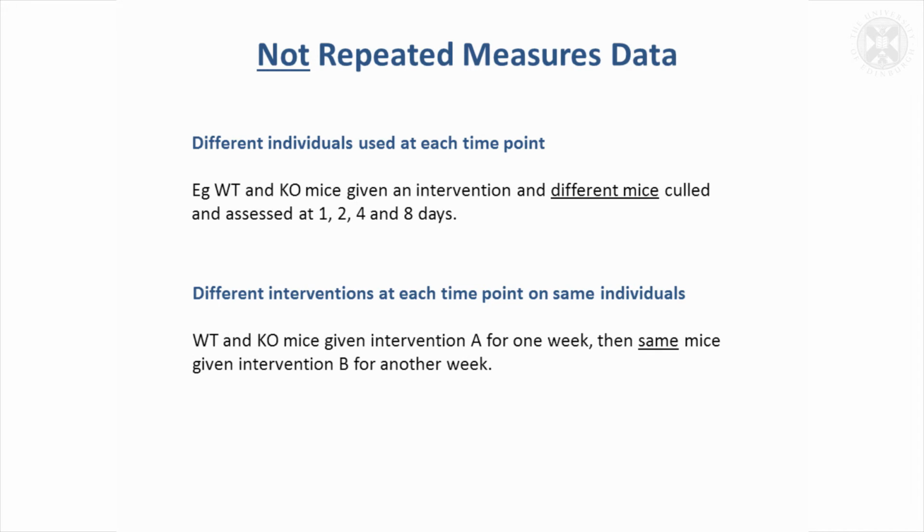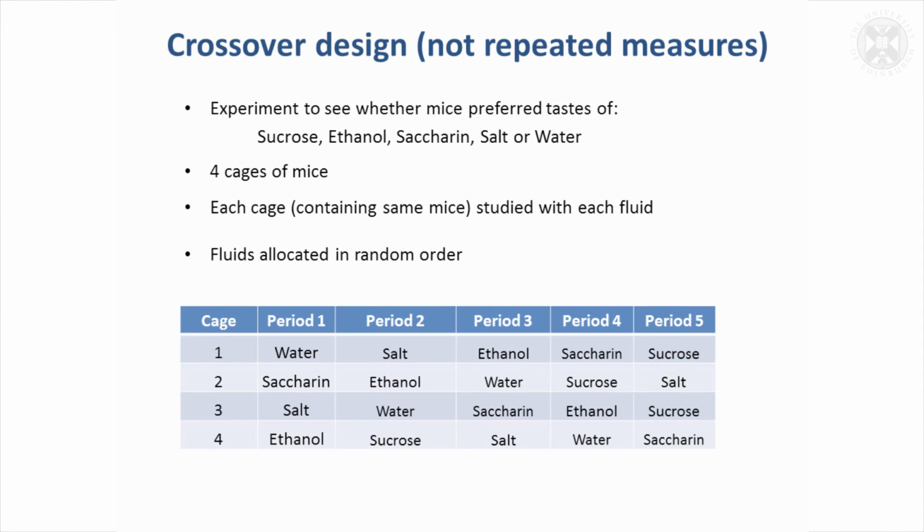Sometimes there are trials and experiments where you've got the same individuals but they have different interventions at different time points, and although of course you are taking measurements repeatedly over time, it's not what I'd call repeated measures data because it's another type of design. In fact, something called the crossover design is an example of that. It's not strictly what we'd consider repeated measures data, because what you do is you change the treatment or the intervention over time on the same individuals.